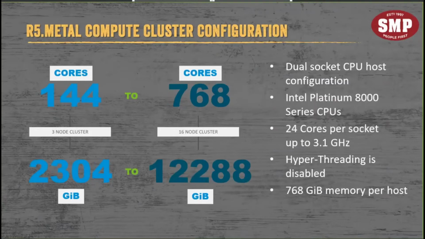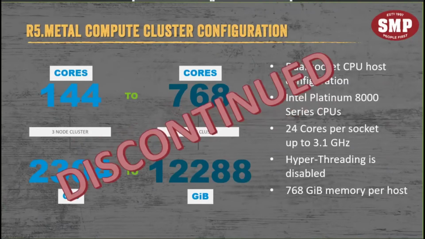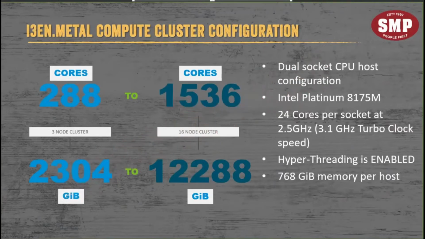The next one is the R5 Metal. Nope, just kidding. They just discontinued that one, like I think 2 weeks ago. What this was, was an R5 Metal node where we were using EBS-backed storage instead of having the onboard SSDs. All right, but you can no longer get this one. So what they replaced it with was the i3en Metal.